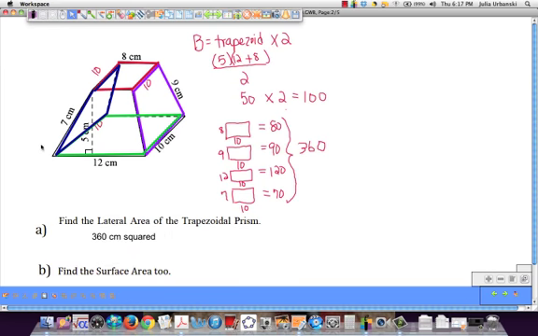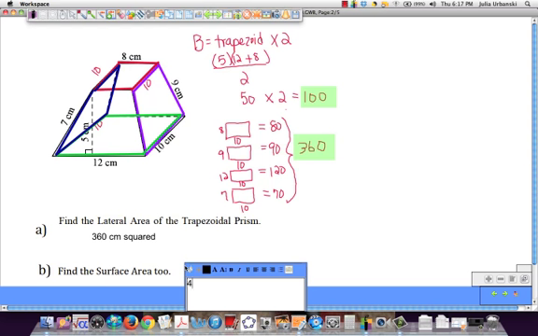But for surface area, you have to make sure that you include everything, including the bases. So it's everything all together. It's the bases, and there's 2 of them, so it's 100. And it's the side faces, the lateral pieces, which is 360. So the total is 460. 360 plus 100 centimeters squared. Whoops.